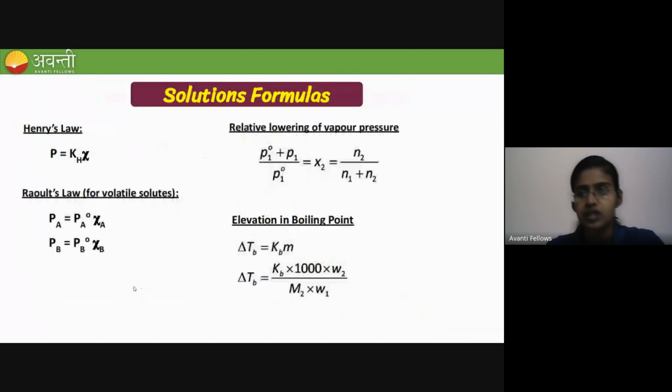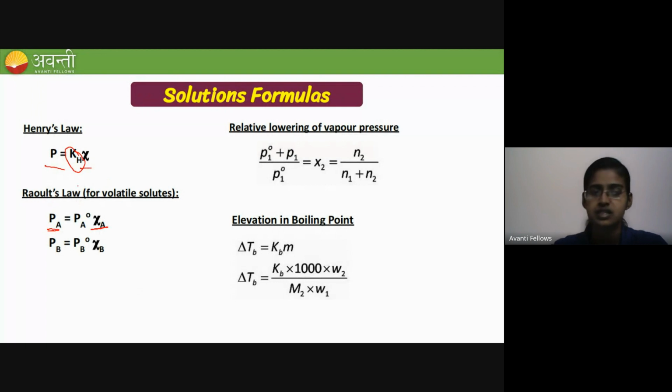Solutions. So in solutions, all the concentration terms are very important that you might have studied in mole concept lesson itself. Then coming to Henry's law, the partial pressure will be directly proportional to the mole fraction. And Kh is the Henry's constant. And for Raoult's law, partial pressure is again proportional to mole fraction only, but this is for liquids. Raoult's law is for liquid and Henry's law is for gases.